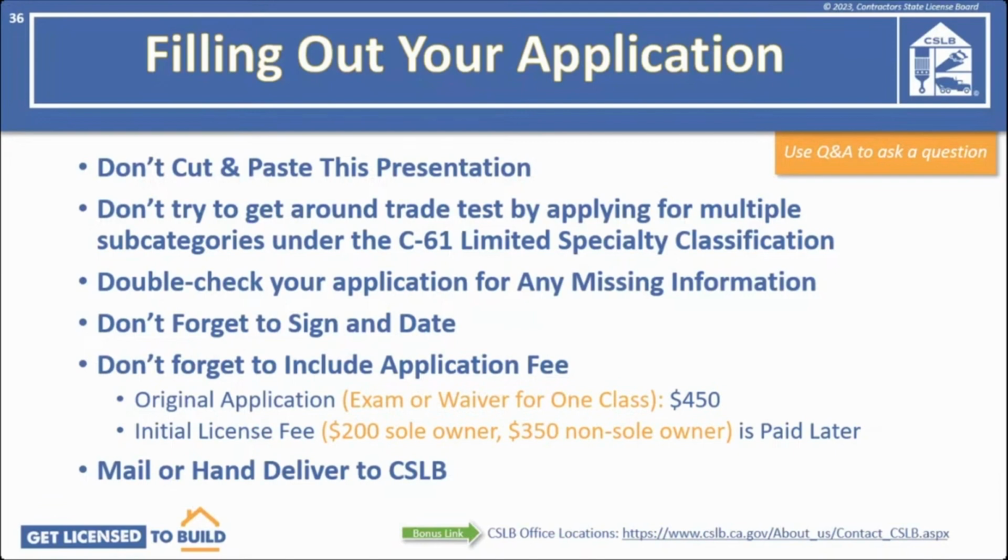Before getting it to CSLB, double check it to make sure you did not miss anything. Be sure to sign and date as well. And don't forget to include the all-important $450 application fee. You'll pay the initial licensing fee of $200 for a sole owner license or $350 for a non-sole owner license after you pass the exam or exams. Then put your application packet in the mail to CSLB or hand deliver to one of our public counters. We've got a bonus link at the bottom of the screen with our office locations.